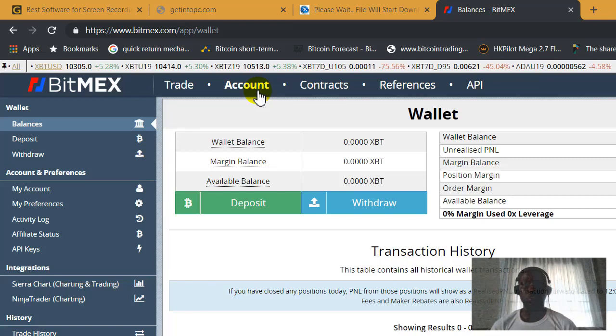So I recommend you always have your Google authentication code active on all your accounts, even your email, whatever account you're having.